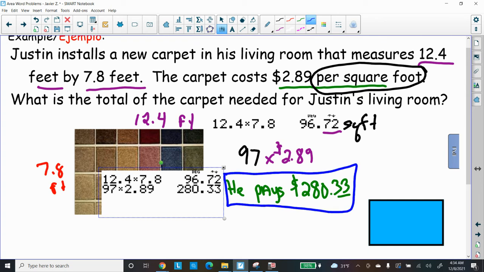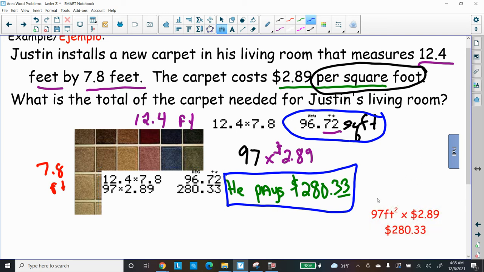But they didn't ask us how much he paid. They were only interested in how much carpet he will need for his living room. So I guess we're finished with this question. So let's unloose some of this stuff. So there is how much you would pay, $280.33, if you wanted to buy the carpet. And again, you'd have to buy 97 feet, not 96.